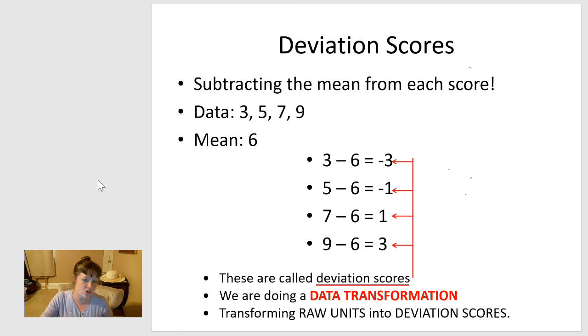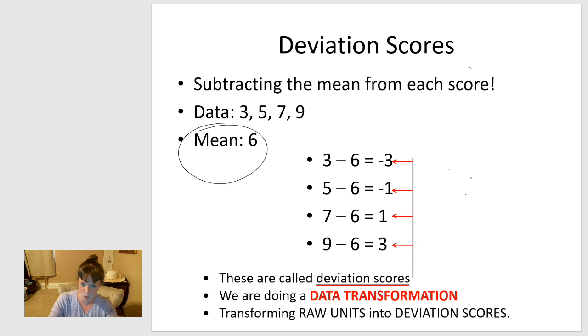I'm transforming the raw scores, the raw units of, on a scale of 1 to 10, how much did you love your school? I'm transforming those raw units into what are called deviation scores, which is a new set of numbers, which tells me how much each person was above or below the average. So for person 1, let's remind ourselves that the average was 6. I take each person's score, person 1, and I subtract the average to get -3. That means person 1 was 3 points below average. They were 3 school love points below the average.